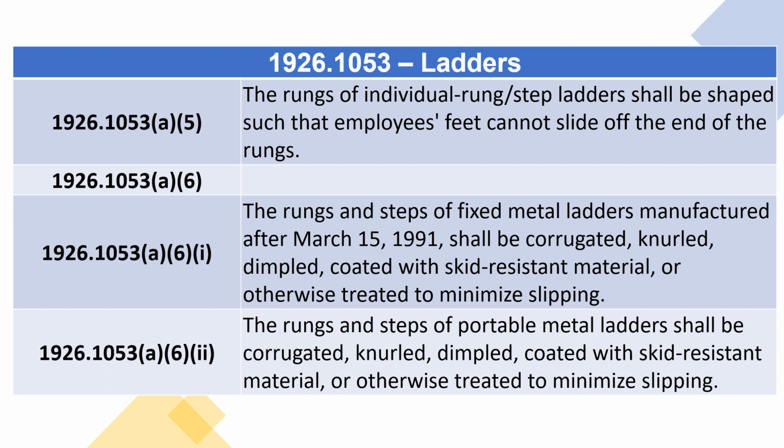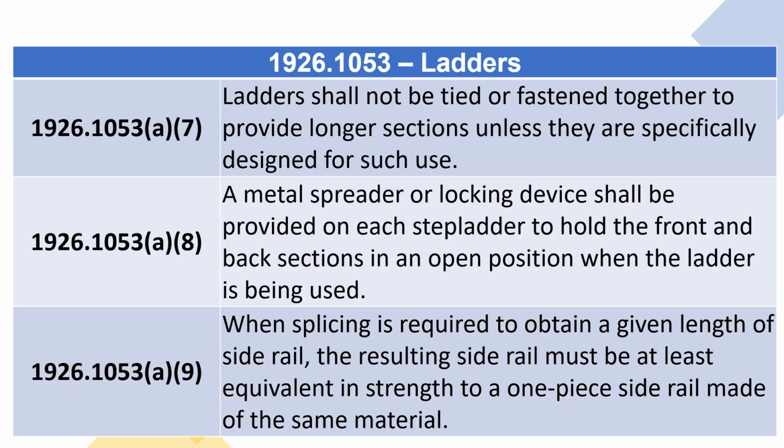1926.1053(a)(6)(i) through (a)(6)(ii): The rungs and steps of fixed metal ladders manufactured after March 15, 1991, shall be corrugated, knurled, dimpled, coated with skid-resistant material, or otherwise treated to minimize slipping. The rungs and steps of portable metal ladders shall be corrugated, knurled, dimpled, coated with skid-resistant material, or otherwise treated to minimize slipping.